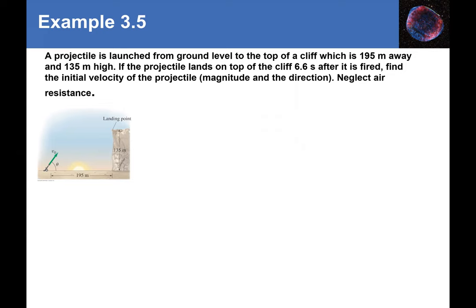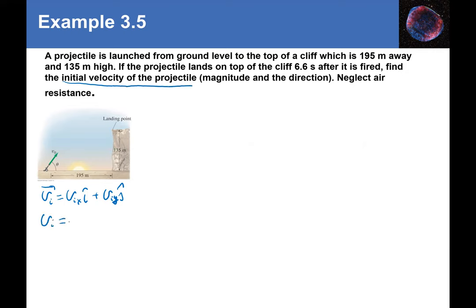All right, so that means another example where you have to realize: is this a zero launch angle or non-zero launch angle? And you can clearly see that there is a non-zero launch angle theta. So the initial velocity will be Vix i hat plus Viy j hat, both of them non-zero. And this is what I want to find: the initial velocity of the projectile.